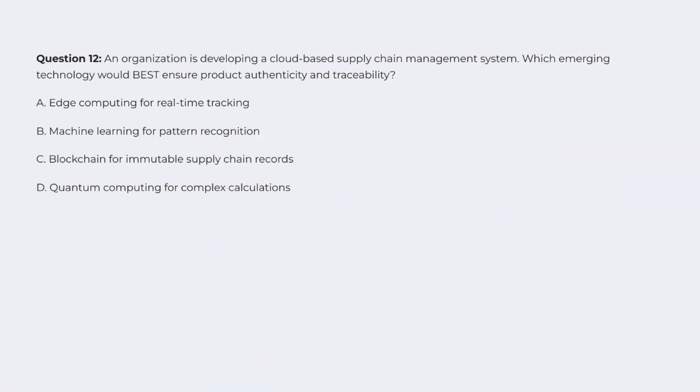Question 12. An organization is developing a cloud-based supply chain management system. Which emerging technology would best ensure product authenticity and traceability? A. Edge computing for real-time tracking. B. Machine learning for pattern recognition. C. Blockchain for immutable supply chain records. D. Quantum computing for complex calculations.